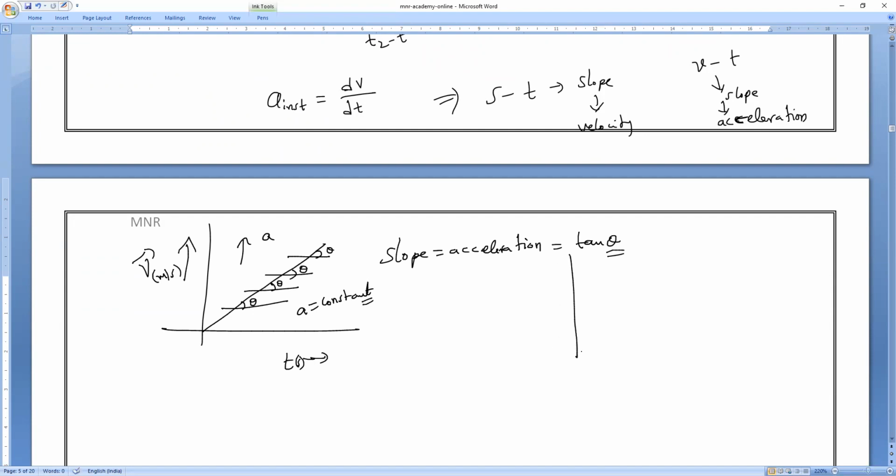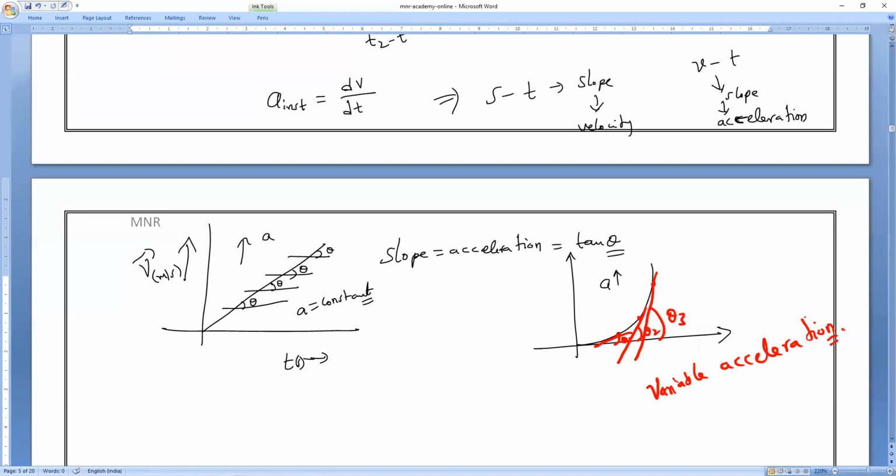If it is non-uniform acceleration, as we all know, there is variable velocity. So what will the graph be? A curved path. Here it indicates that acceleration keeps on increasing non-uniformly. So if I want to find the acceleration, I have to draw tangents, theta 1, theta 2, theta 3. Theta is not constant, so it is variable acceleration. Is everything clear? Please respond.